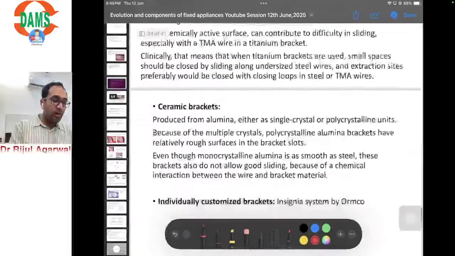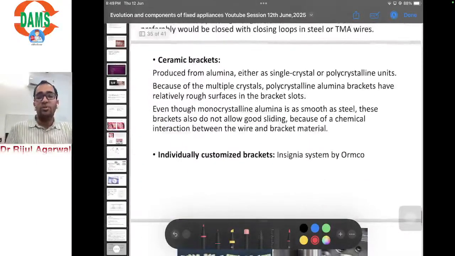And lastly, we all know the very popular ceramic brackets. They can be made of single or multiple crystals. Multiple crystal brackets are more prone to fracture and breakage and are more rough. Single crystal brackets are smooth as steel and allow for good sliding.